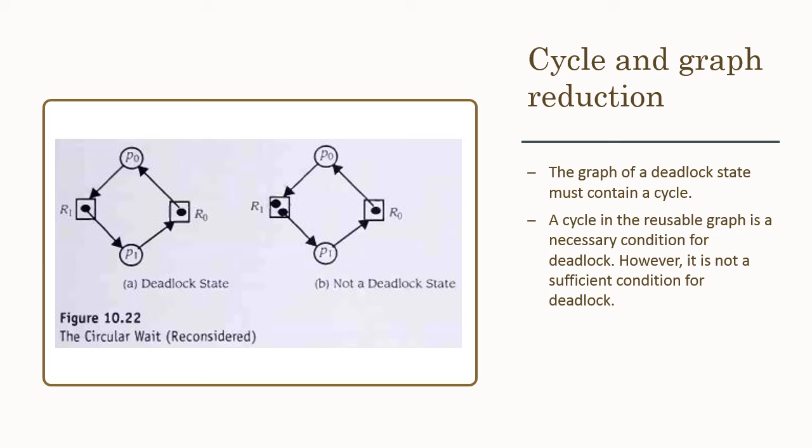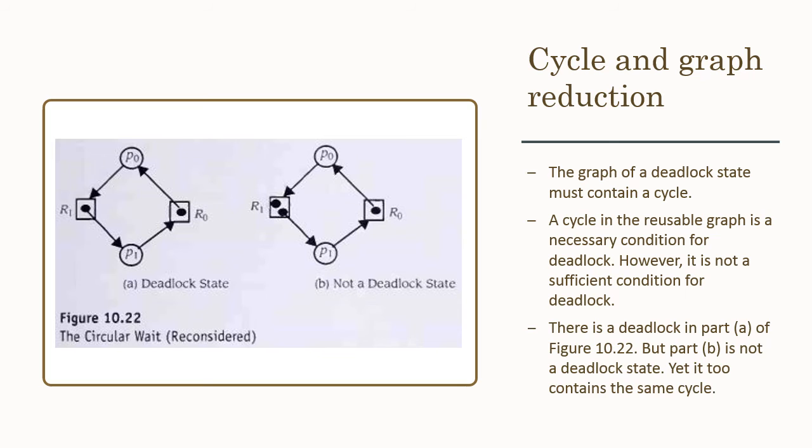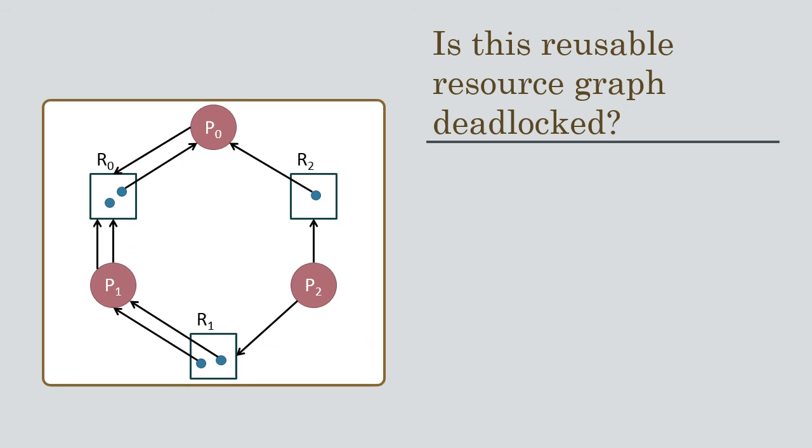In part B of the figure, P0 wants R1. There are two instances of R1. One is free. The other is given to P1. P1 wants R0. There is one instance of R0 given to P0. You can see the cycle again. There is a deadlock in part A of the figure shown here, but part B is not a deadlock state. Both of them contain the same cycle.